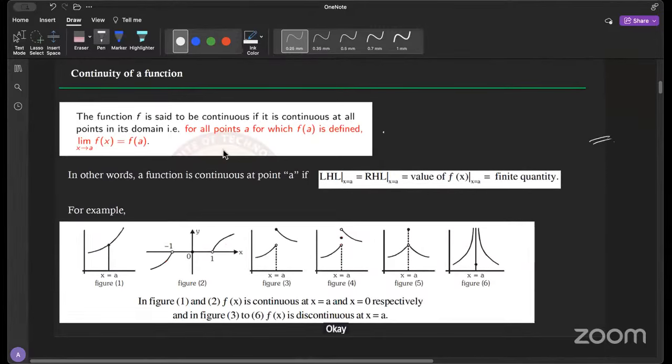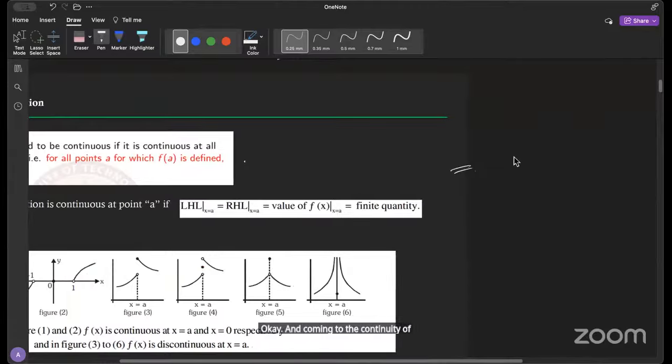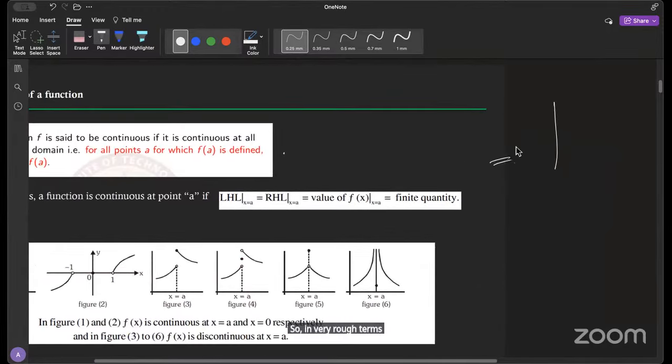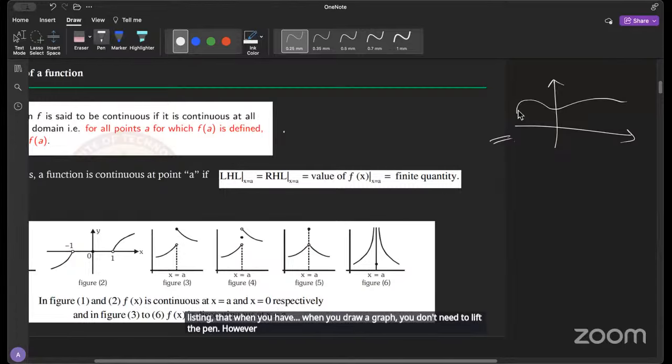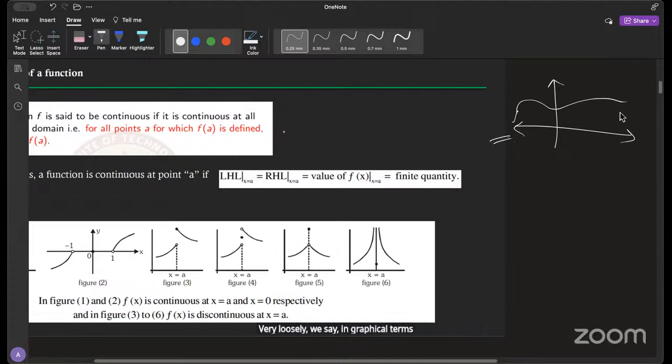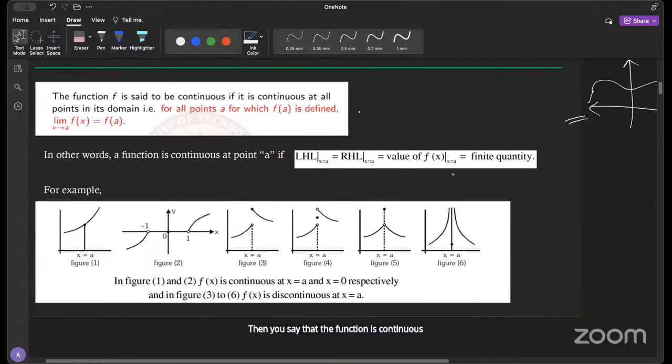Okay. And coming to the continuity of a function. So in very rough terms, graphically, what you call continuity is this thing: when you draw a graph, you don't need to lift the pen. However, we'll see how this is not an accurate definition of continuity. Very loosely, we say in graphical terms that when you don't need to lift the pen while drawing the graph, then the function is continuous. But that's not the case all the time.